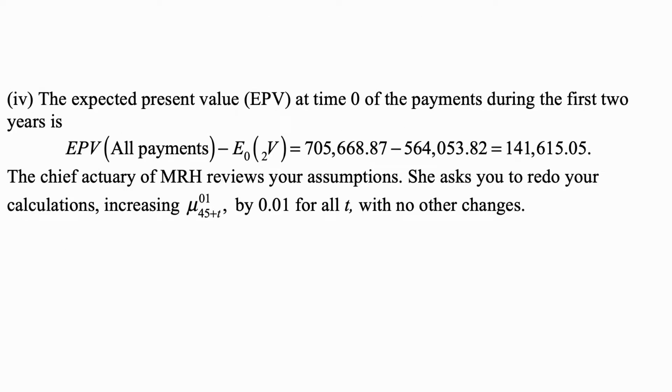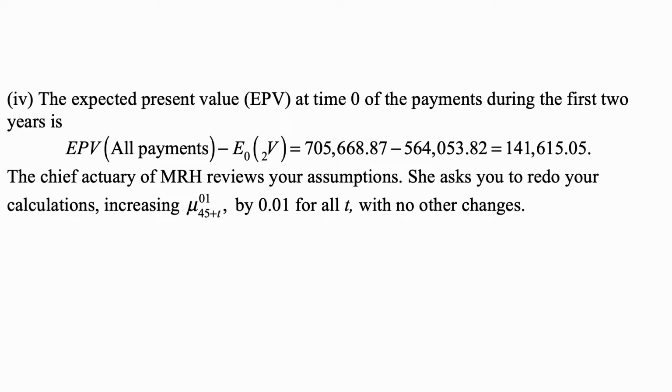Part 4. The expected present value at time 0 of the payments during the first 2 years is the expected present value of all payments minus the expected value at time 0 of the reserves at time 2, which we just calculated, and that turns out to be 141,615.05.